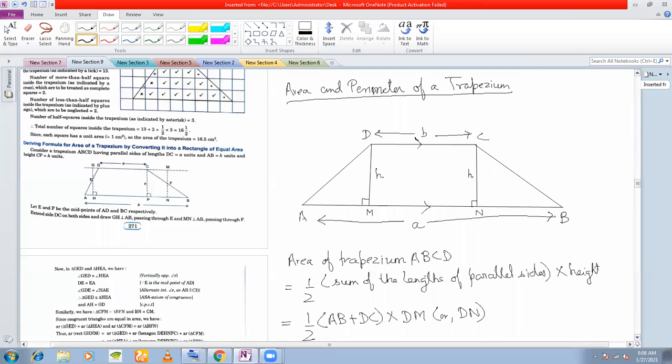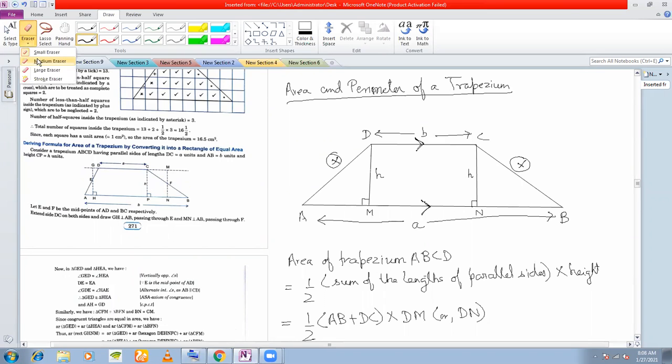Any quadrilateral in which two opposite sides are parallel. In this case, you see that these two sides, AB and DC, are parallel to each other. Such a figure is called a trapezium. The other two sides, that is this side and this side, AD and BC, are called the non-parallel sides.